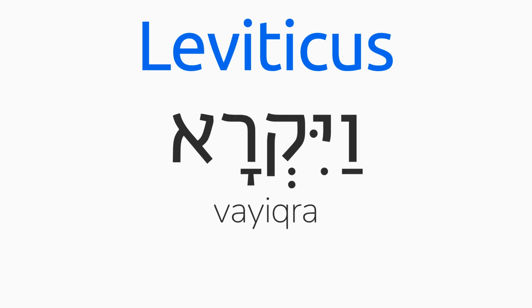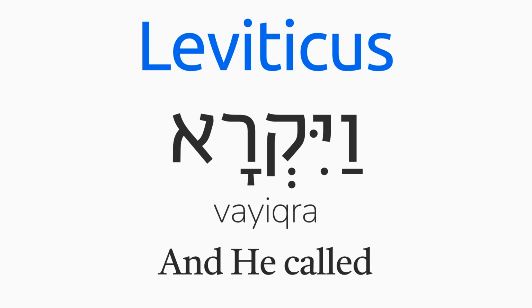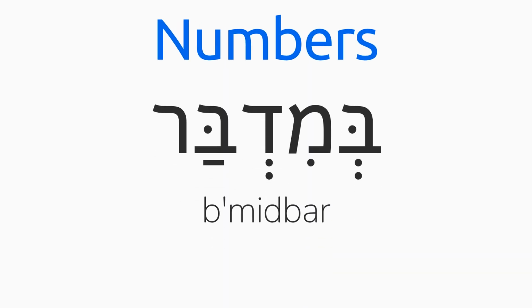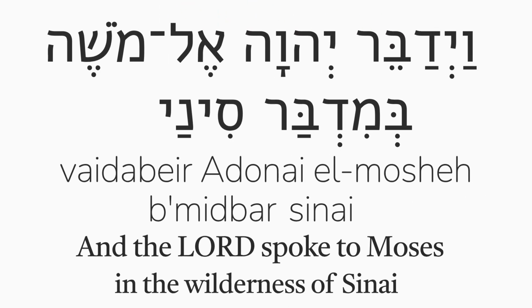The third book, Leviticus, is called Vayikra in Hebrew, Vayikra being the first word in the Hebrew text, and meaning, and he called, from the opening phrase, Vayikra el Moshe, and he called to Moses. The fourth book, Numbers, is called Bamidbar in Hebrew. Bamidbar is actually the 5th word of the book, which opens with Vaydaber Adonai el Moshe bamidbar Sinai, and the Lord spoke to Moses in the wilderness of Sinai.